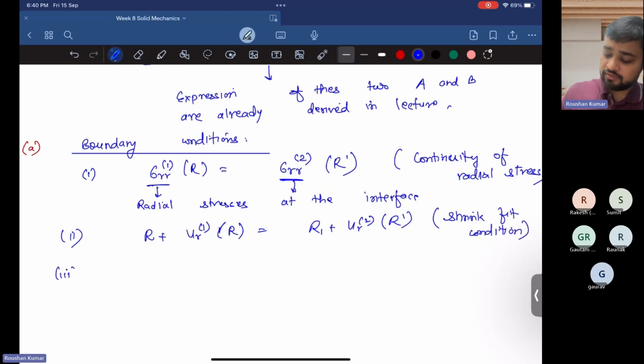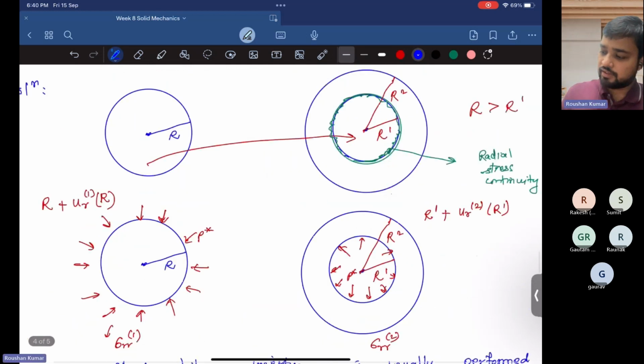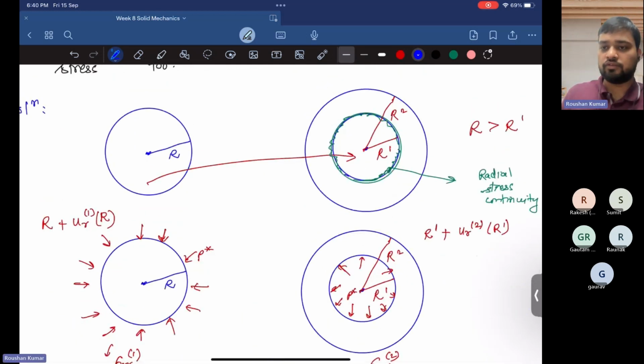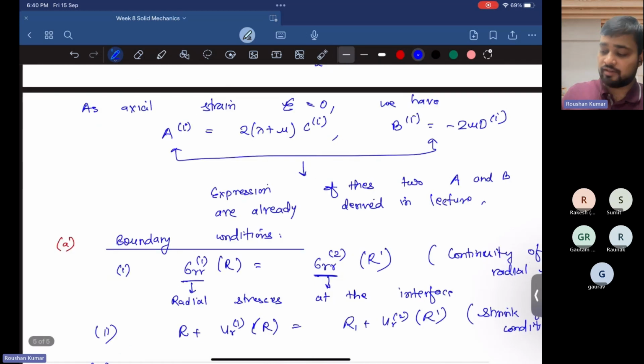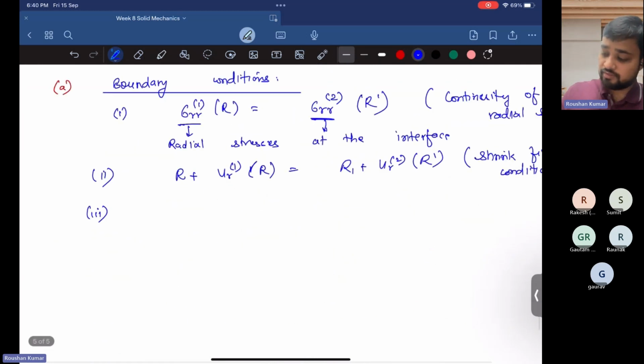Another boundary condition is, as already mentioned in the question, there is no external force applied across the outer boundary of this hollow disk. So there is no traction, because there is no force acting from the outside. So we can say there is a traction free boundary condition. That means the stress on the hollow disk from the outside of the cylinder, at R2, is equal to 0. This comes from the traction free boundary condition.